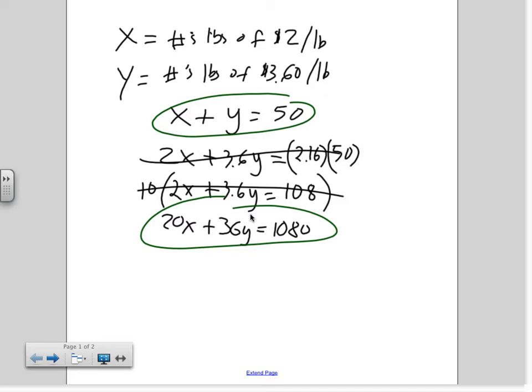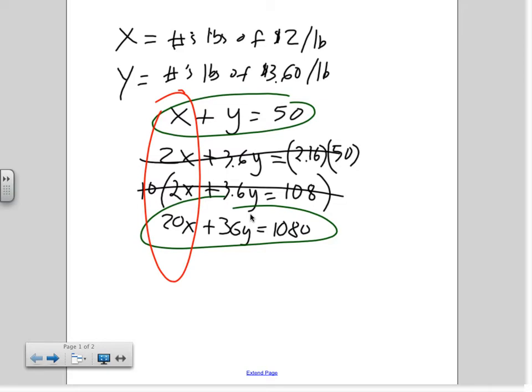Which variable, by the way? Pick one. X. Okay, let's pick X. So what I'm going to do is circle this right here and say I want to get rid of that column. But to get rid of that column, I must have the same exact coefficient, meaning number in front of the variable. Do I have them exactly the same yet? I do not have them yet.